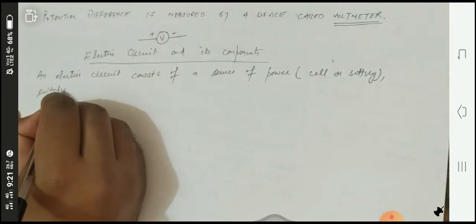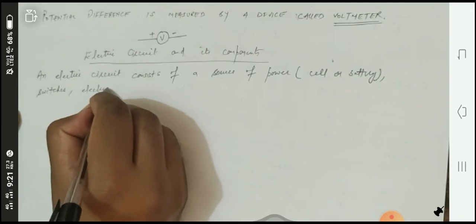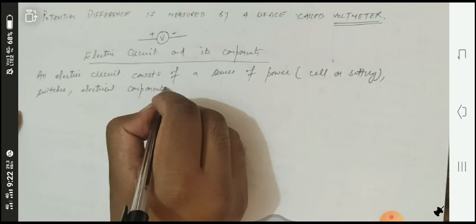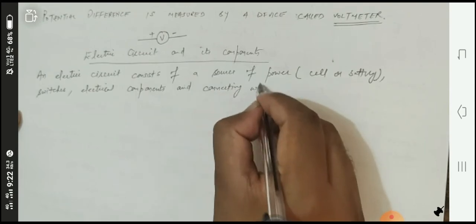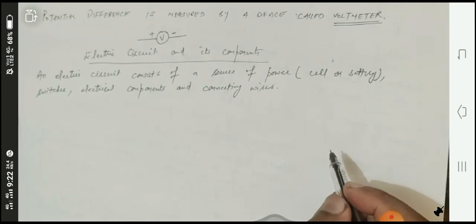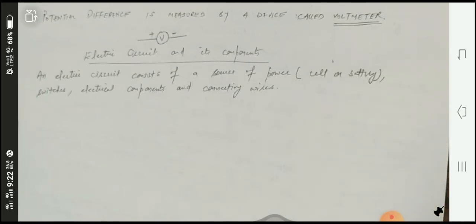Switches, electrical components, and connecting wires. So an electric circuit consists of a source of power which can be a cell or a battery, switches, electrical components, and the connecting wires. Clear? So this is known as electric circuit.